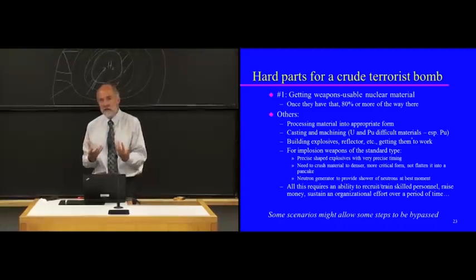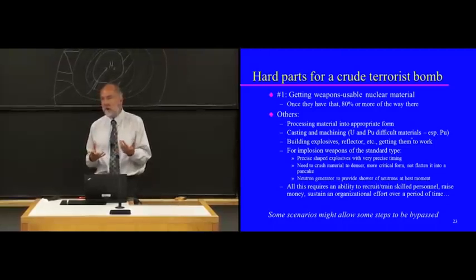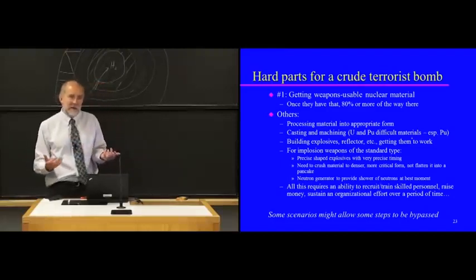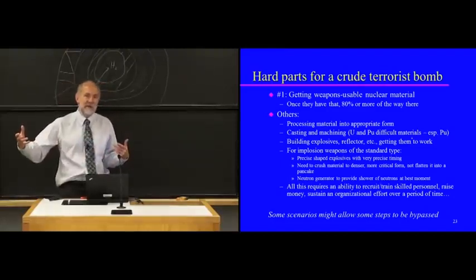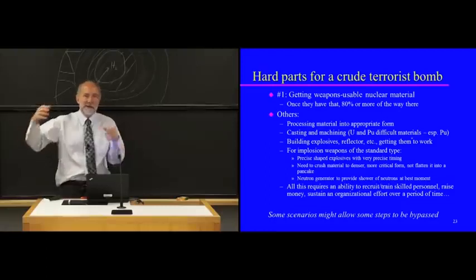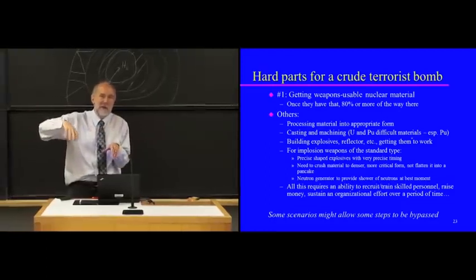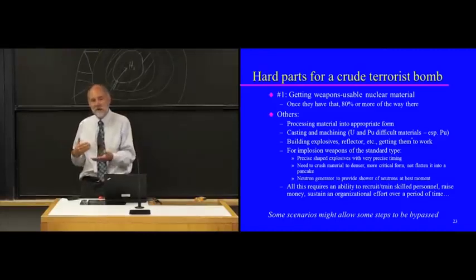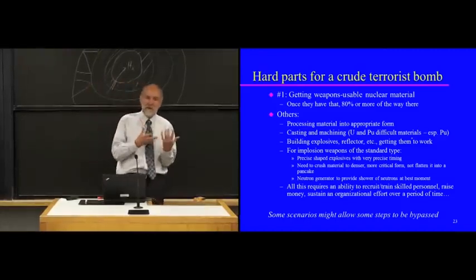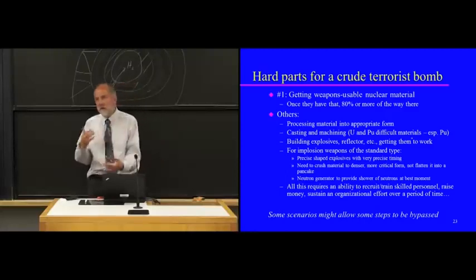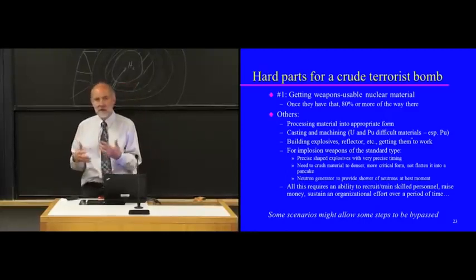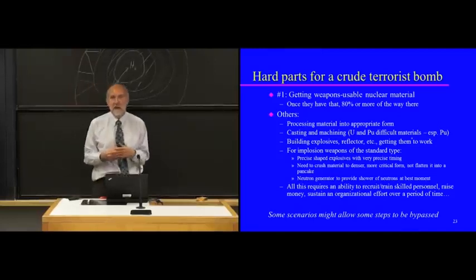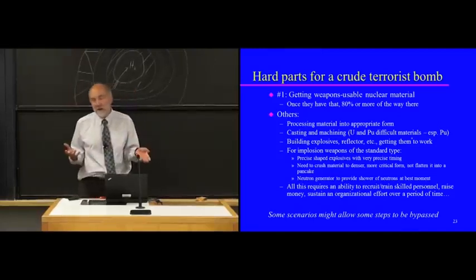They have to process the material into an appropriate form. So they might get, instead of metal, they might get, for example, research reactor fuel that's typically a mix of aluminum and uranium. And they'd have to actually chemically separate out the uranium from the aluminum, and then they'd have to convert it to metal. Okay, so some degree of chemical processing may well be required depending on the kind of material that they manage to get hold of.